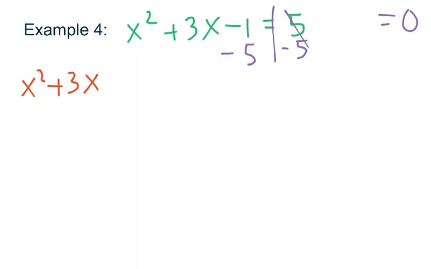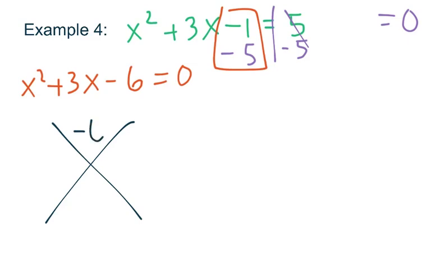Now, in the past two examples, we haven't had like terms to combine. But negative 1 and negative 5, those are like terms, right? We can put those together. We can merge them into one. Okay, and when we do that, we get negative 6. Okay, and now that equals 0. Now we have the okay to do the diamond method, right? So negative 6 goes on top, 3 goes on the bottom.